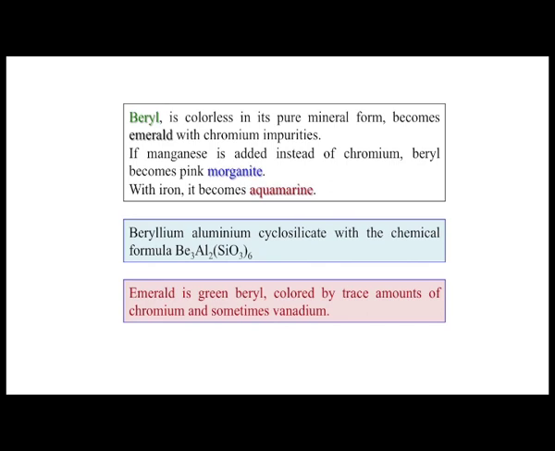So, beryl is another example. Emerald is a colorless pure mineral if it is pure only, but when chromium impurity, like in ruby, is there, it will have a different color. So, if manganese is added instead of chromium, beryl becomes pink and the name will be morganite. But if iron is present, this will be a different color and becomes aquamarine. So, it is bluish in color.